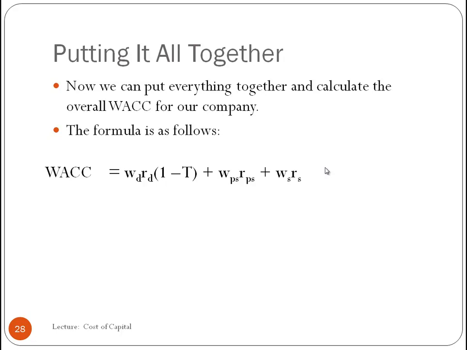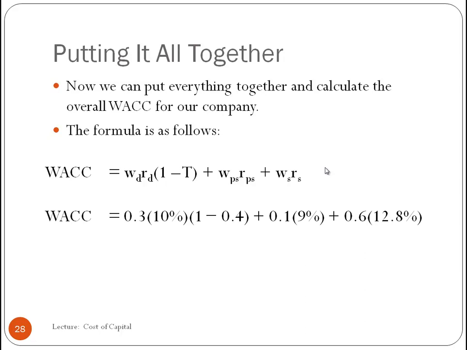It's actually pretty intuitive once you see all the previous stuff that we talked about. Now we can just plug in the numbers from what we've been calculating over the last several slides. The weight of the debt is 0.3 or 30% times a pre-tax value of 10%, and then we have to back out the tax component, 1 minus 0.4. The weight of the preferred is 10%, and the cost is 9%, and then 0.6 and 12%, 0.8.